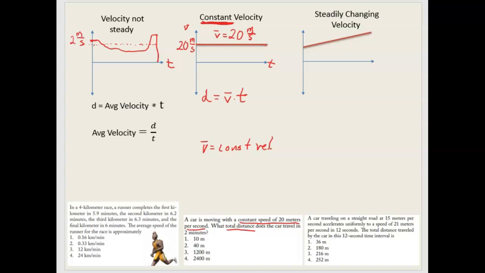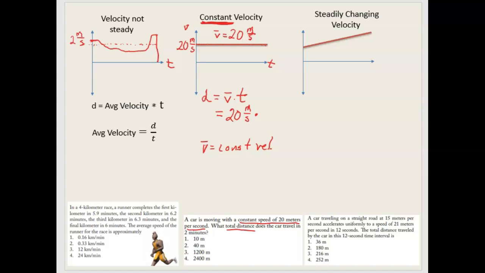Okay, now it doesn't say the car was traveling at an average speed of 20 meters per second. It just said the car is traveling at a constant speed of 20 meters per second. But if it's traveling at a constant speed, that is also the average speed. So we can plug that in. We can say our distance is 20 meters per second, and distance equals average speed times time, right? Even though they didn't say average speed, they said constant speed, we know that if we're traveling at a constant speed, the average speed is the same thing, times time.